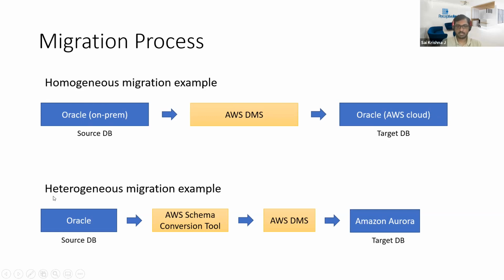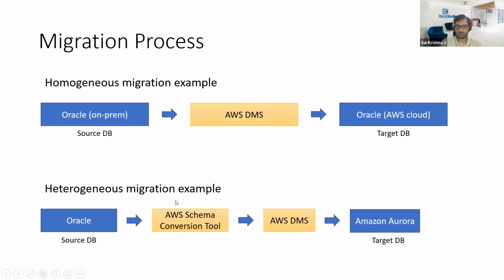The heterogeneous migration is where you migrate data from one database to a target database of a different type. So the example here is that you migrate from an Oracle system to an Amazon Aurora. But here the difference from the homogeneous migration is that there is an additional step that is involved. You use something called the AWS Schema Conversion Tool, or SCT for short.